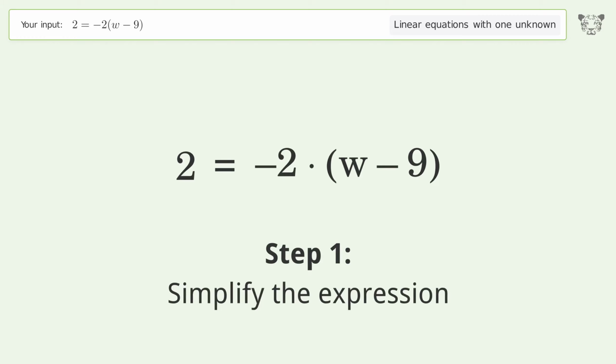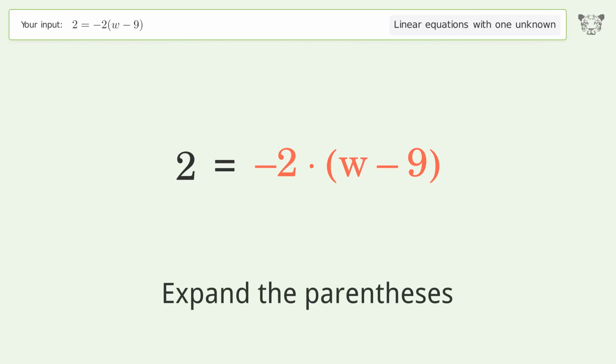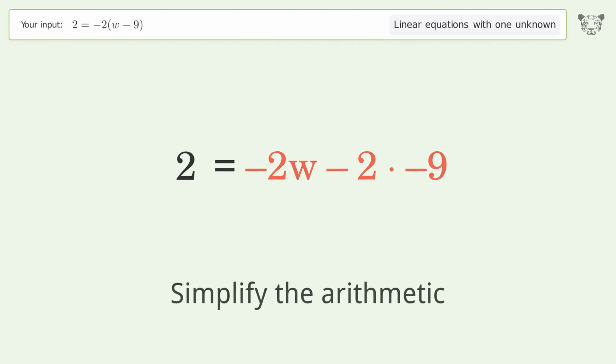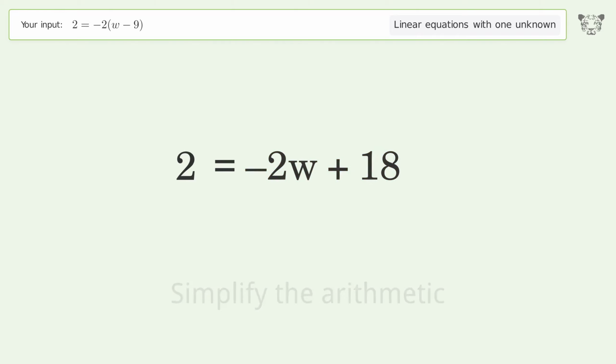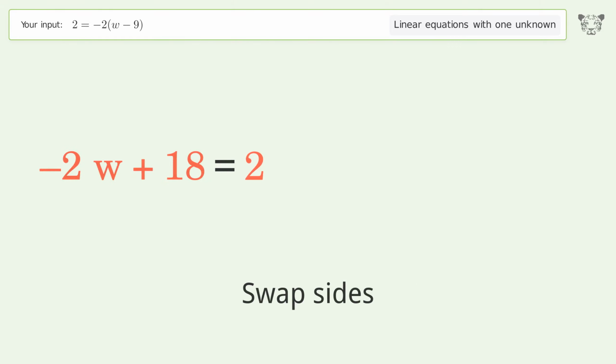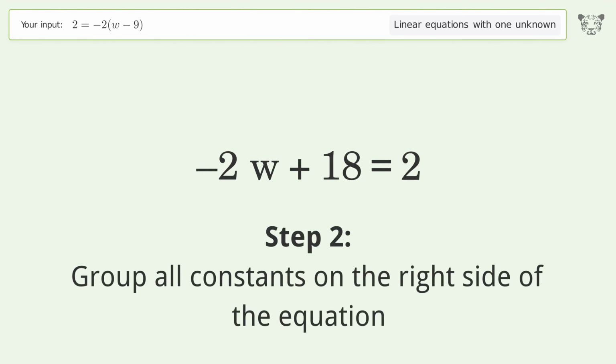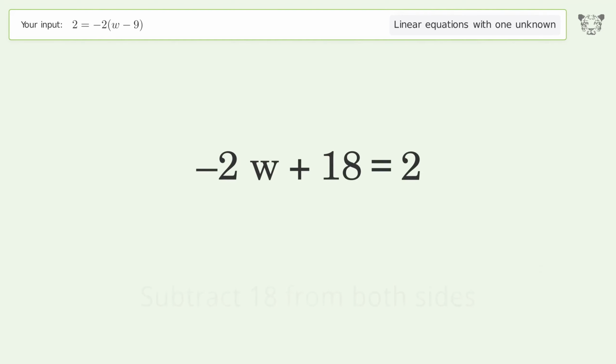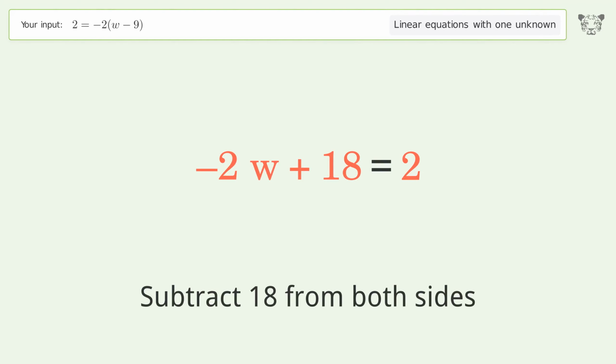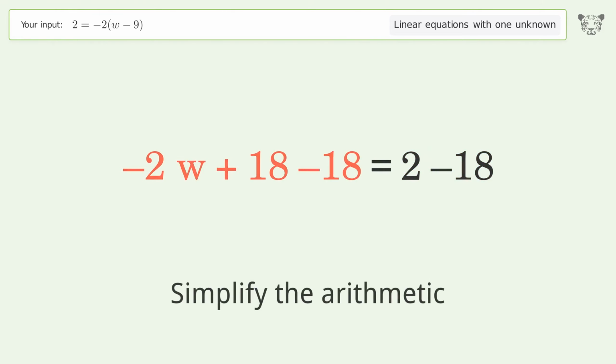Simplify the expression. Expand the parentheses. Simplify the arithmetic. Swap sides. Group all constants on the right side of the equation. Subtract 18 from both sides. Simplify the arithmetic.